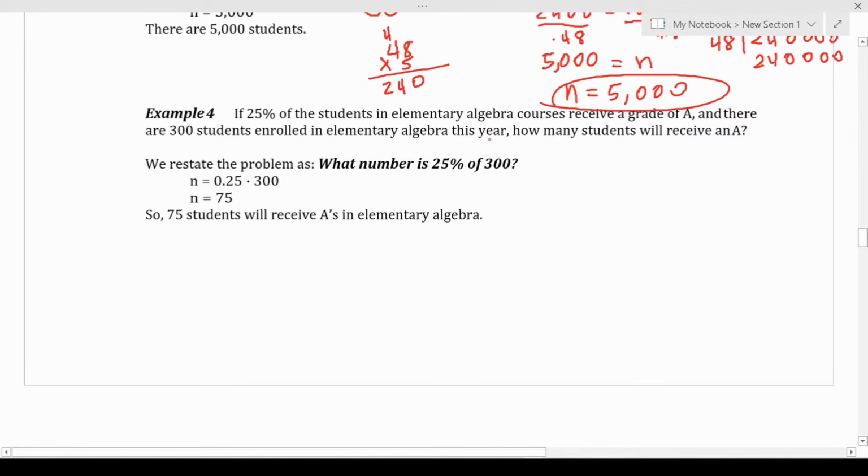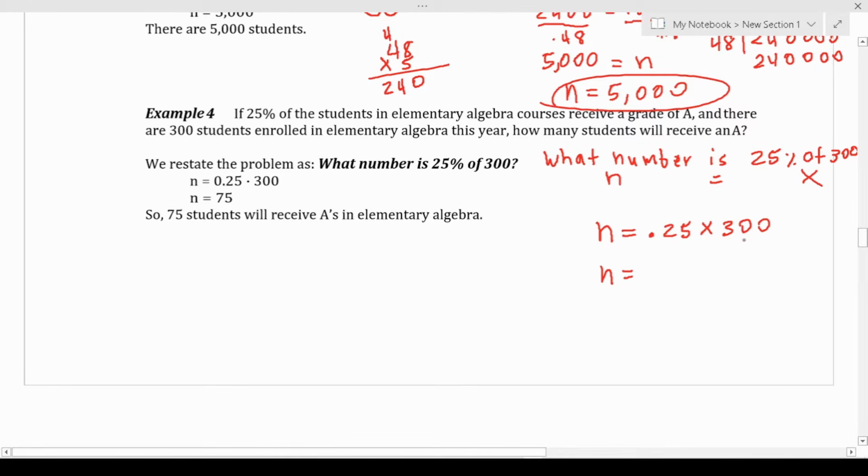So let's rephrase this word problem like this. What number is 25% of 300? And look what we have. What number? N. Is is equal. 25% stays the same, and of means multiply. So this is n equals 0.25 times 300. And now we can just solve this one by doing this multiplication here.